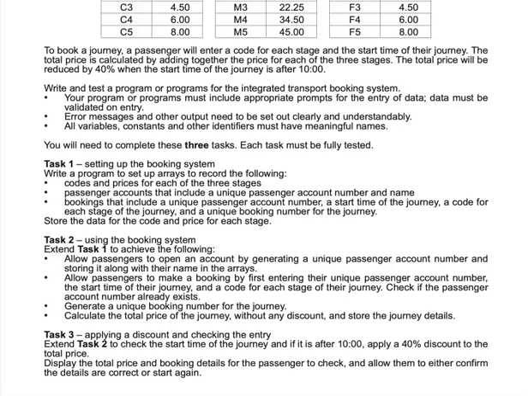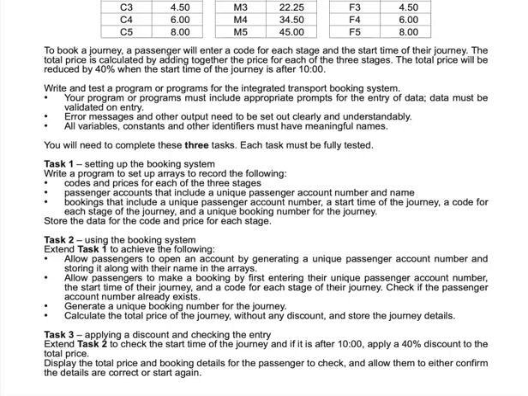Check if the passenger account number already exists. Generate a unique booking number for the journey. Calculate the total price of the journey without any discount and store the journey details. So most of the work is actually going to be in task 2, which is normal actually. They do seem to be doing that now.